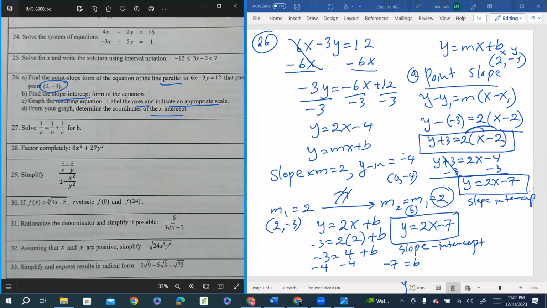Now we need to graph it. I need some space to graph it, so what am I going to do? That's a good question. I might have to erase this. So I'm going to erase this to do the next part because I need space.